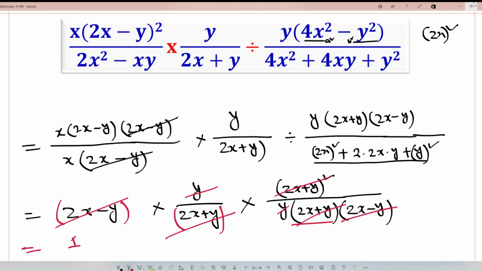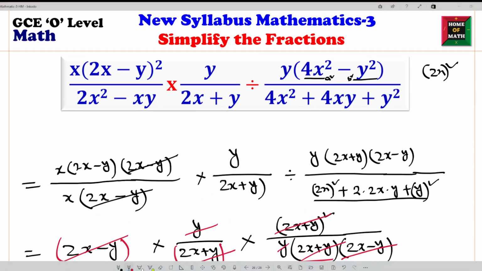Okay, hope you understand this one. It's not tough math, but it's very interesting math. We have to keep concentration about plus, minus, and division signs.